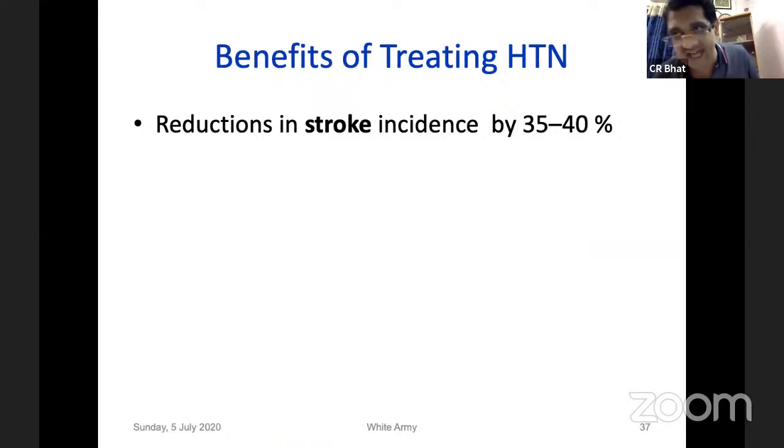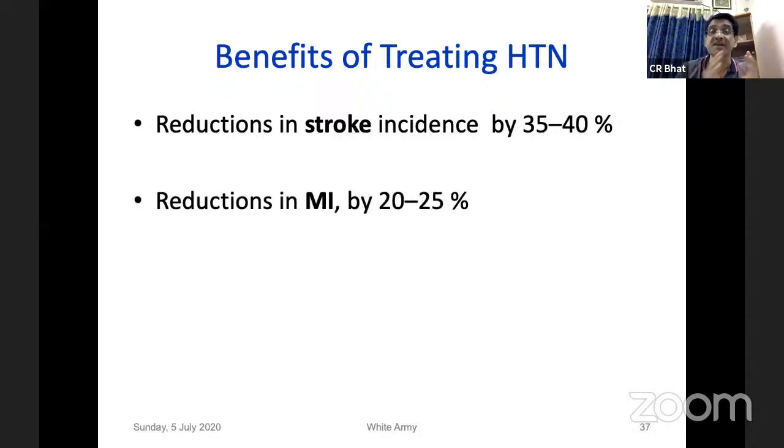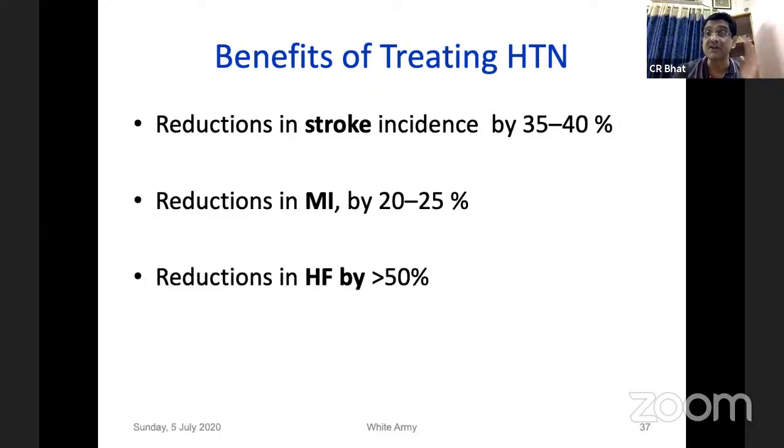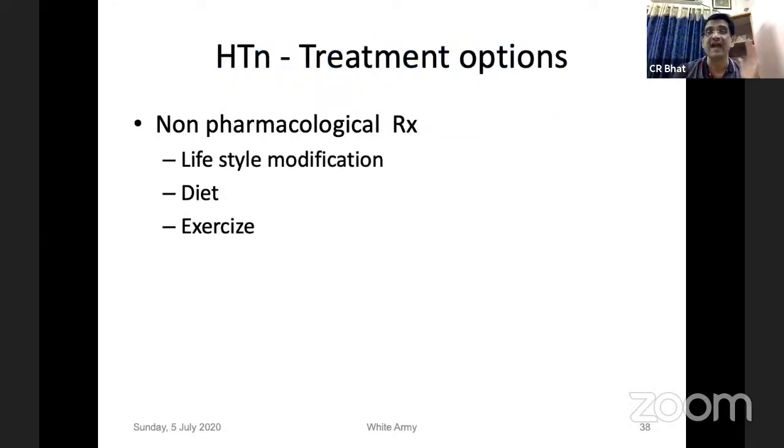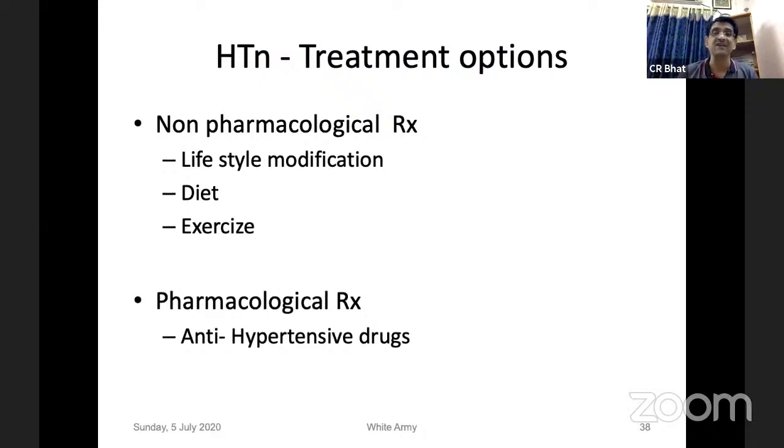Now, what is the benefit of treating hypertension? Controlling blood pressure reduces stroke incidence by 35 to 40% when compared to those who are not controlled. Reduction in myocardial infarction by 20 to 25%. So there is clear-cut evidence that reduction of the blood pressure to the target reduces the complications, and reduces heart failure by 50% in future. Okay. Now, treatment options: we have non-pharmacological therapy, that is lifestyle modification, diet and exercise. And we have pharmacological therapy, that is various antihypertensive medications that are available.